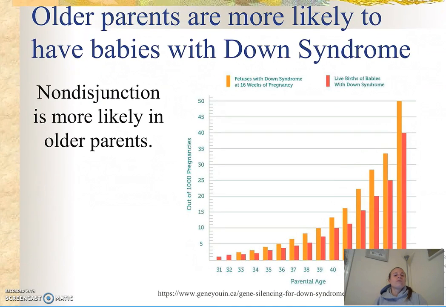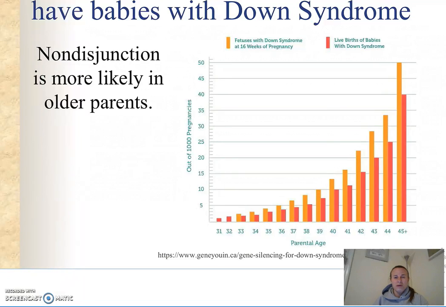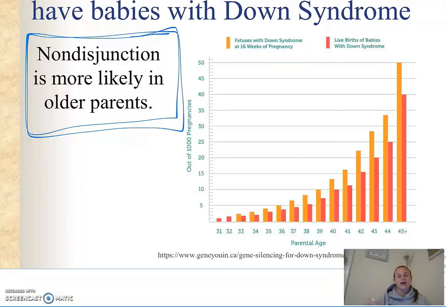Older parents are more likely to have non-disjunction occur. Therefore, older parents are more likely to have babies with Down syndrome. In fact, if you are 35 or older, you are considered to have a geriatric pregnancy. When I think of that term geriatric, I think of old people. To me, 35 doesn't seem geriatric, but in the medical world, it's considered to be a geriatric pregnancy. And these pregnancies are closely monitored because non-disjunction is more common, more prevalent in these geriatric pregnancies.